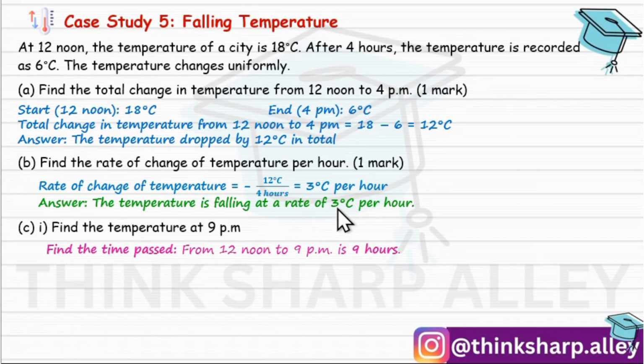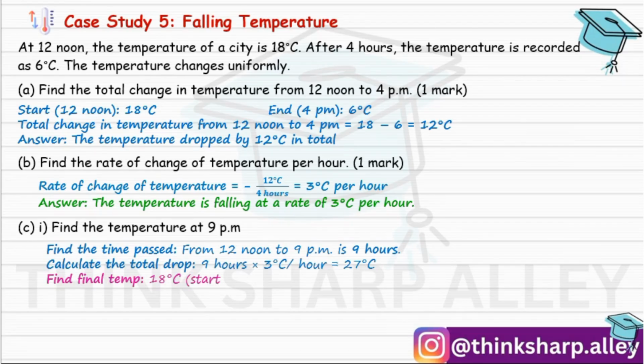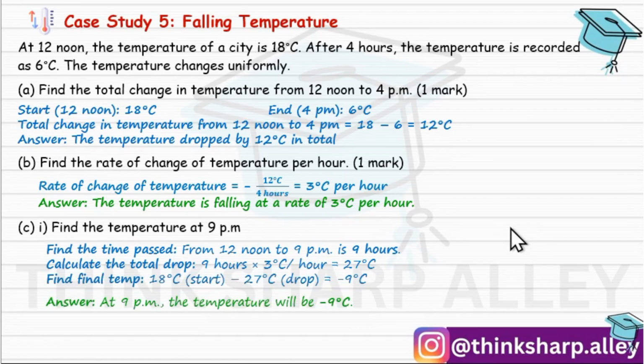Now in 1 hour, the decrease in temperature was 3 degrees Celsius. So in 9 hours, let us calculate the total drop in temperature. So 9 hours into 3 will give me 27 degrees Celsius as the total drop. And now I can find out the final temperature. From the initial temperature, I'll just subtract 27 because the temperature is reducing. So 18 degrees Celsius, that is the starting temperature, minus 27 degrees Celsius, that's the drop in temperature, gives me minus 9 degrees Celsius. So this is the answer. At 9 p.m. the temperature will be minus 9 degrees Celsius.